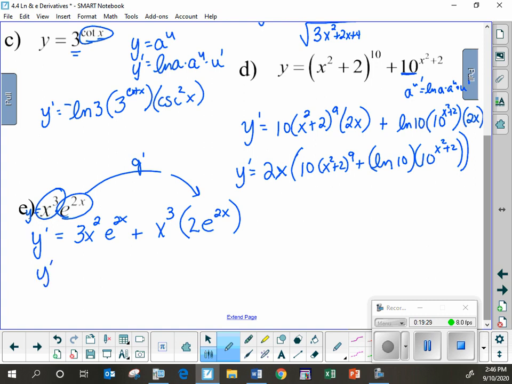What could we do? There's a lot actually in common. We could pull out an x squared e to the 2x, leaving us a 3 plus an x times the 2. How about a 2x? And then swipe, distribute back in your head to double check, make sure that we are even Steven, and we are. Product of those items.